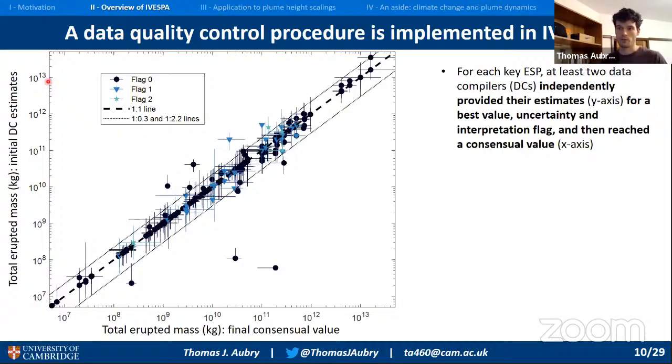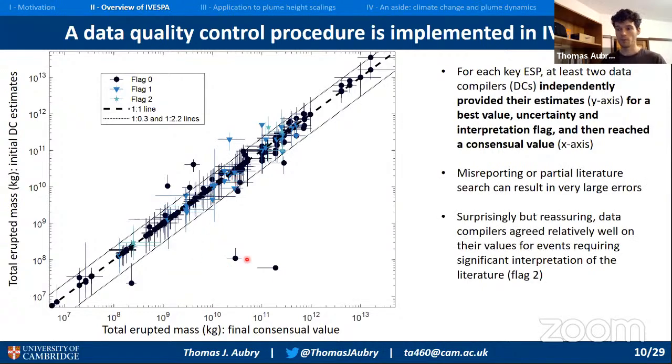So this graph is showing you the corresponding example for the total erupted mass of tephra fallout. The y-axis here is the initial estimate by one of the members of the working group, whereas the x-axis is the final consensual value reached after comparing estimates from several members. And that's essentially what is in the database. And then the dashed line in the middle is the 1:1 line. So you can see that, as expected, most of the time there was an excellent agreement on the estimate for the total erupted mass. But you can also see some strong outliers.